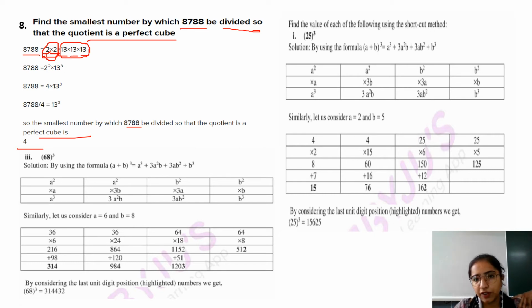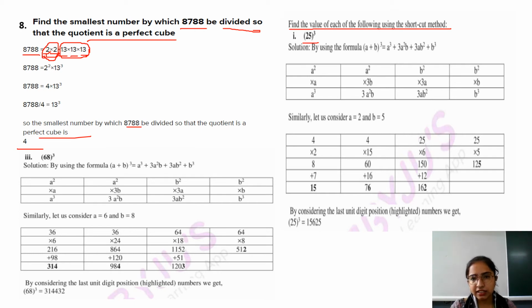Here is the question. Find the value of each of the following using the shortcut method. What is the shortcut method, students? First of all, you have to see this. To understand the shortcut method, first of all, you have to do the cubing of 25. 25 cube you have to find, no? So let's use the shortcut method. For this you have to use the identity. You must know about the identity.